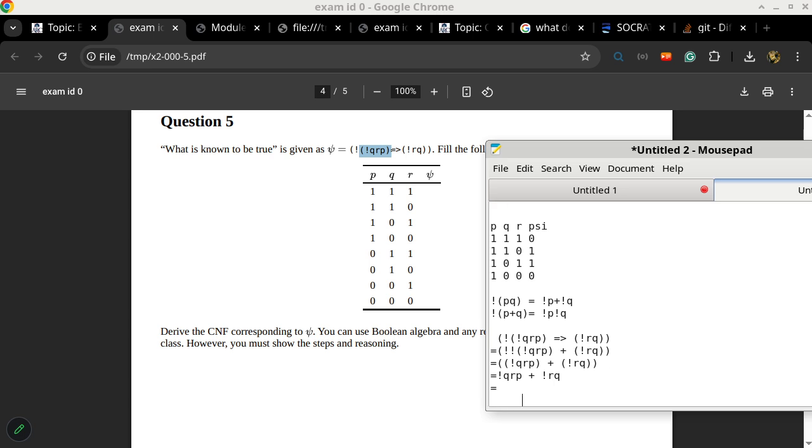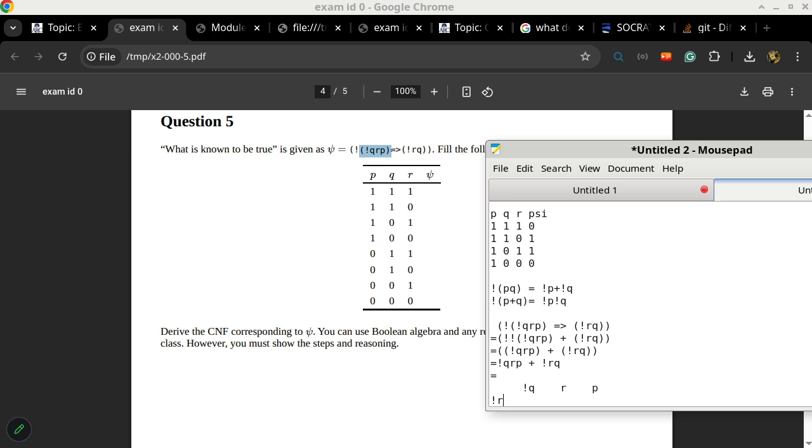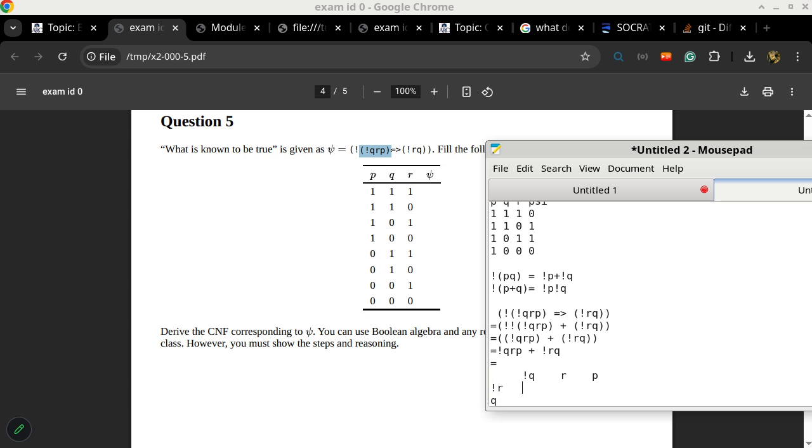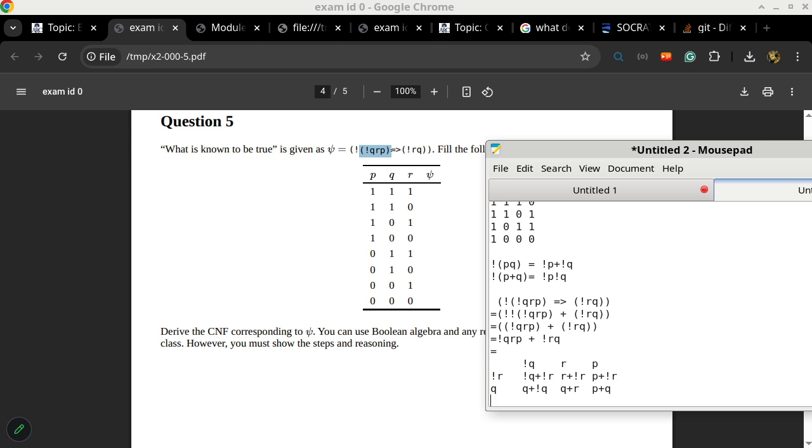Okay. So if you want to see it as a table, we have not Q, R, P as our columns, and then we have not R, Q as our rows. So each cell in the table is an or between whatever is at the intersection of the row and the column. So this one becomes not Q or not R, and then this one becomes R or not R, and then this one becomes P or not R. And then on the next row, we have Q or not Q, and then Q or R. This one is P or Q.